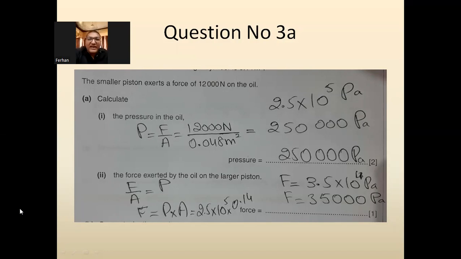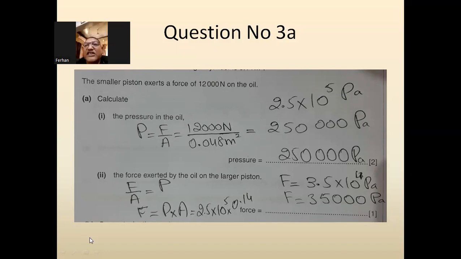That's Pascal's principle. So the force exerted by the oil on the larger piston: you know the pressure is force divided by area. We know the pressure, we know the area of the larger piston. So we can calculate the force. The force will be pressure multiplied by area. So 2.5 × 10^5 Pascal multiplied by 0.14 meters squared. When you multiply, you get 35,000, which is 3.5 × 10^4.